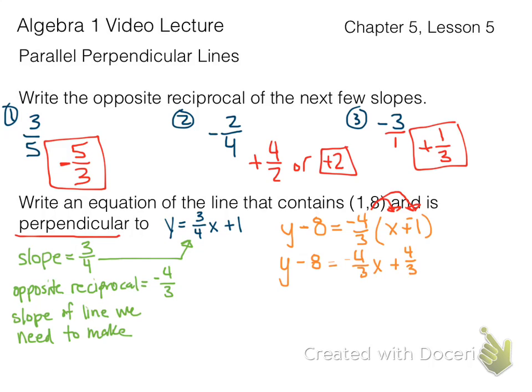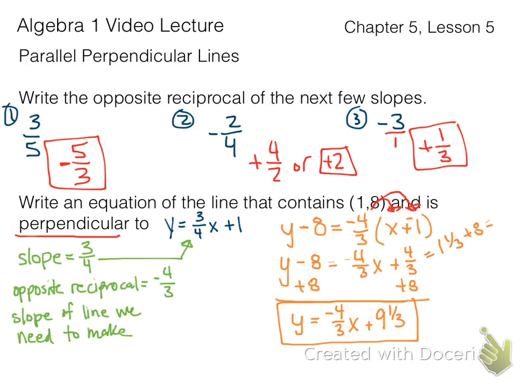All right, now I'm going to add 8 on both sides, and I'm going to get y equals -4/3 x plus 9 1/3, because 4/3 is the same as 1 1/3, and then we're adding 8, so that's 9 1/3. There you go.